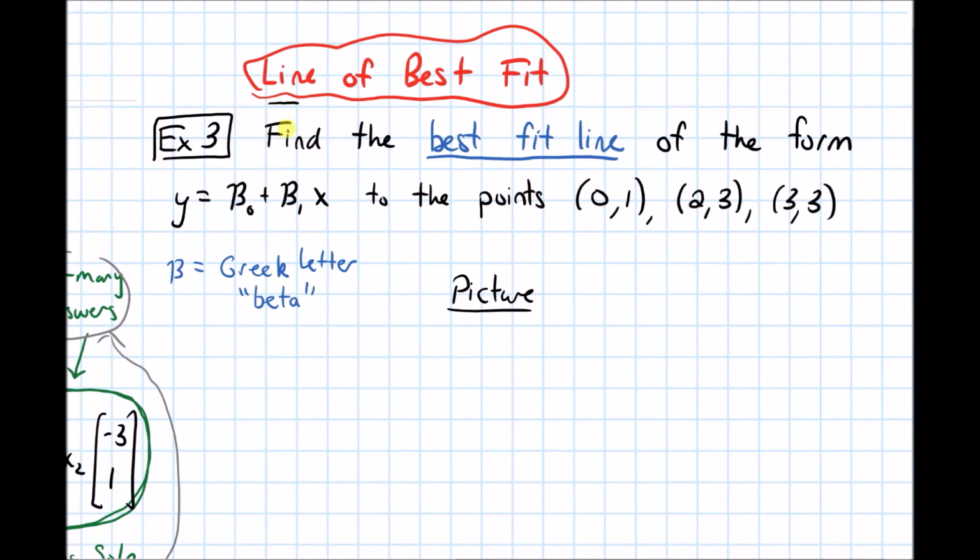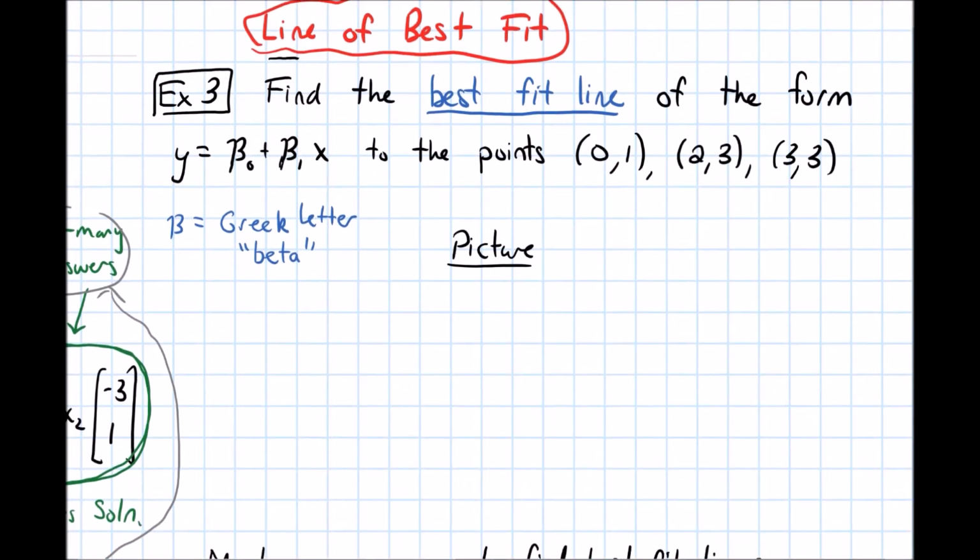So let's do this example where we try to find the best fit line of the form y equals, so this symbol here, it looks like a B, is the Greek letter beta. One of the things that distinguishes B from beta is that beta has a tail that extends downwards like this. So this is beta naught plus beta 1x. I want to find a line that has this form, and this needs to fit the points (0, 1), (2, 3), and (3, 3) in the best possible way.